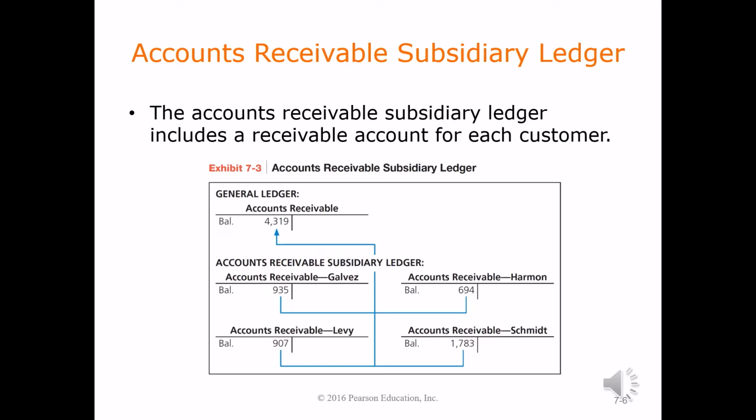You will remember that if we were to add up all of the balances in our accounts receivable subsidiary ledgers, such as we have here for Galvez, Levy, Harmon, and Schmidt, the total of all four of these accounts receivable subsidiary ledgers will agree with our one accounts receivable account in the general ledger. The subsidiary ledger is just a way to break out this number so that we can identify who it is that actually owes us money and how much money they each owe us.